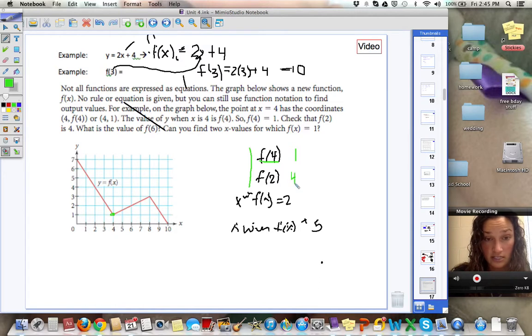This is a function because it passes the vertical line test. Each of my x values, this x value has only one y value. This x value has only one y value.